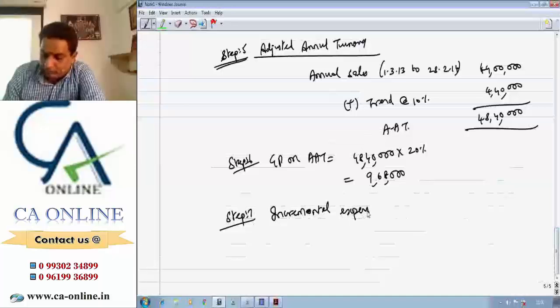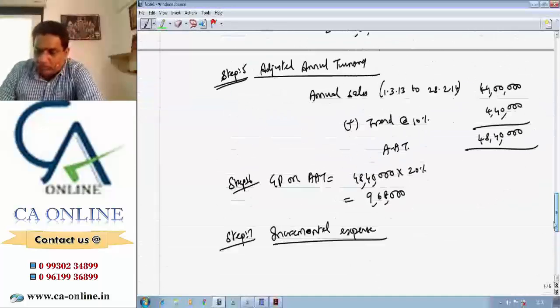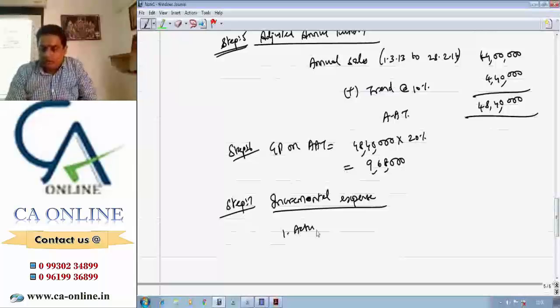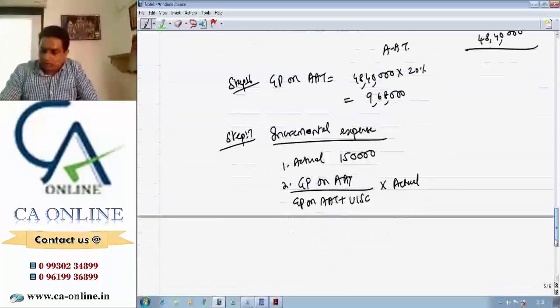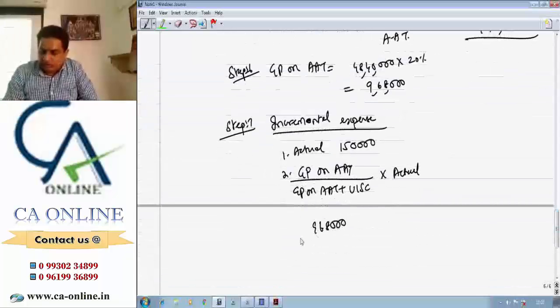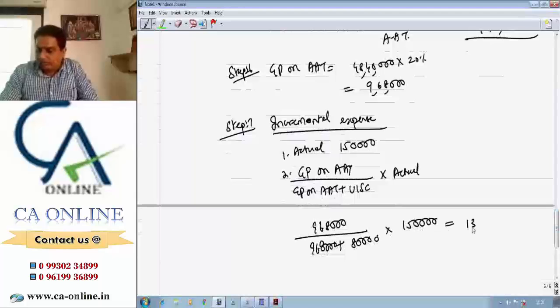Incremental expense. Actual 1,50,000. The formula is GP on AAT divided by GP on AAT plus uninsured standing charges, into actual. So 9,68,000 divided by 9,68,000 plus 80,000, into 1,50,000, which is 548 approximately.